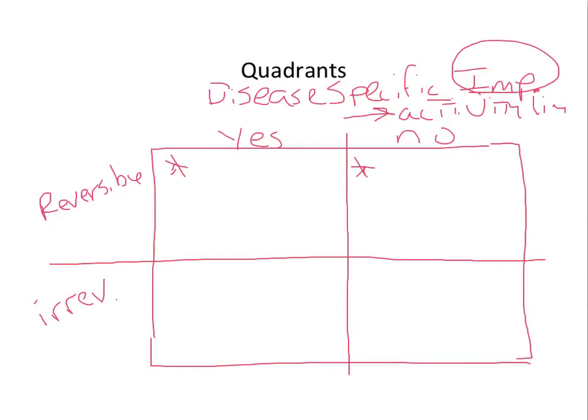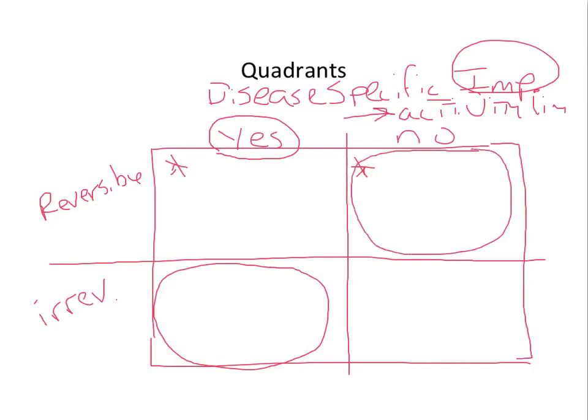So if somebody has a disease-specific impairment and it's irreversible, well, this is a very different situation than having a non-disease specific impairment that is reversible. I mean, right off the bat, the goals, the expectation for improving endurance is much higher in this individual. Higher expectation, greater expectations for improving endurance.